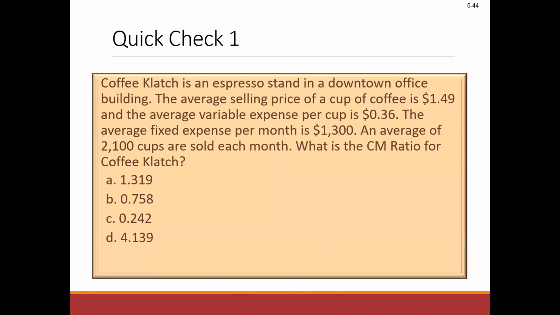Let's look at this one, guys. Coffee Klatch is an espresso stand in a downtown office building. The average selling price of a cup of coffee is $1.49. And the average variable expense per cup is 36 cents. The average fixed expense per month is $1,300. An average of 2,100 cups are sold each month. What is the contribution margin ratio for Coffee Klatch? I want everyone to attempt this, okay?